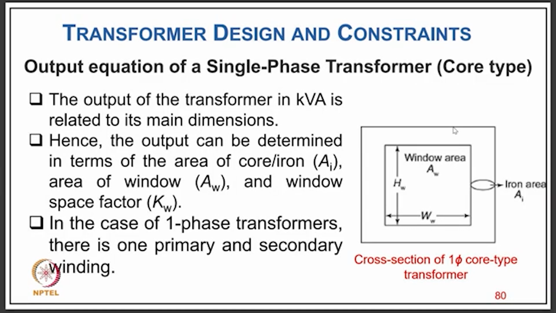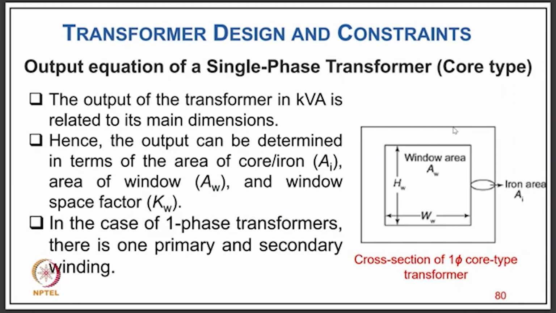Coming to a typical single phase core type transformer for the output equation, as you can see here, we have the core with iron area Ai, and a window here with cross sectional area Aw, with height Hw and width Ww. That is the width of the window, height of the window, total area of the window, and cross section area of the core. These dimensions will be used in this output equation. The output of the transformer in kVA is related to the main dimensions, and can be determined in terms of the area of the core or iron, Ai, and the area of the window, Aw, and the window space factor Kw.